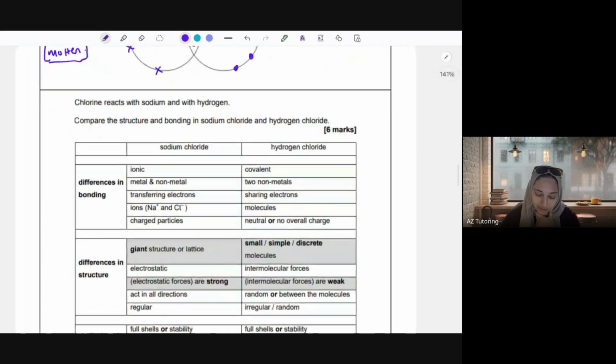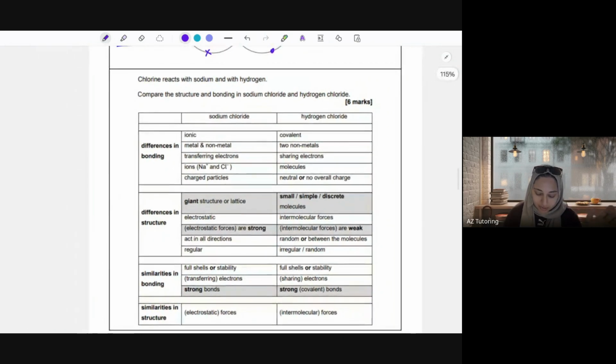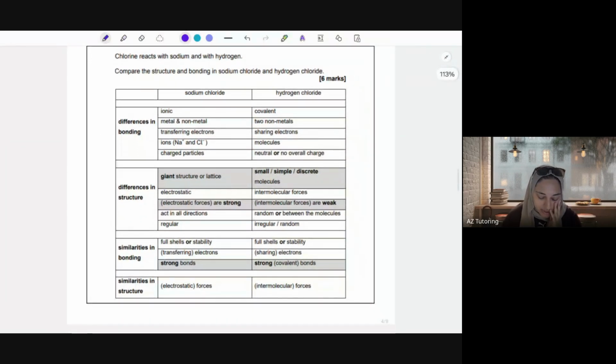I've got a 6-mark question here, and I've shown the mark scheme of what they actually expect in these questions, because bonding tends to come up almost every single year. It says here chlorine reacts with sodium and with hydrogen. So 2 different examples. Chlorine is reacting with sodium, so therefore sodium chloride, which is the ionic one. And chlorine reacts with hydrogen, so chlorine and hydrogen are both non-metals, so therefore this is covalent. And it's saying compare the structure and bonding in sodium chloride and hydrogen chloride.